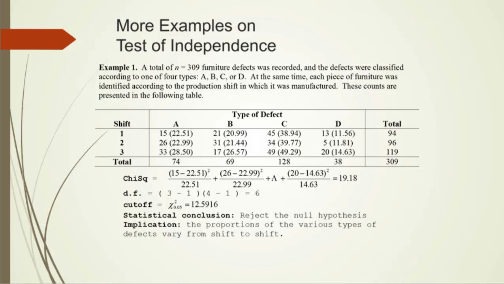The following two examples are other similar examples on test of independence. I will not go over the details here. The keywords for test of independence would be dependent, independent, dependence, independence, depends on, associated with, and association.